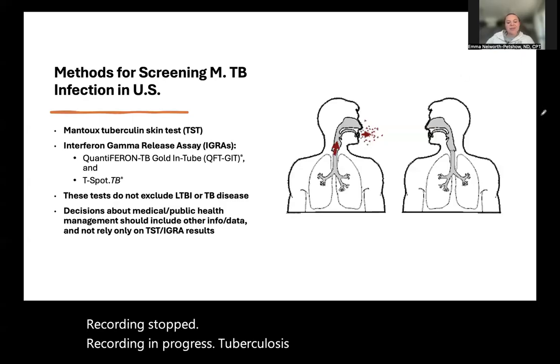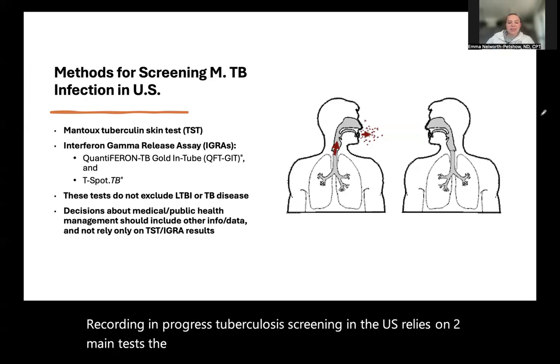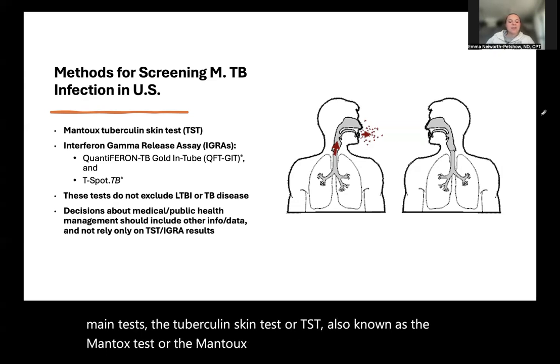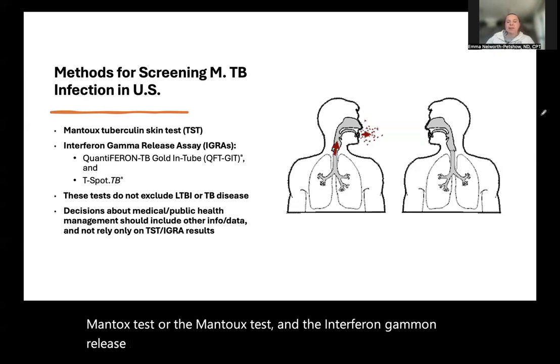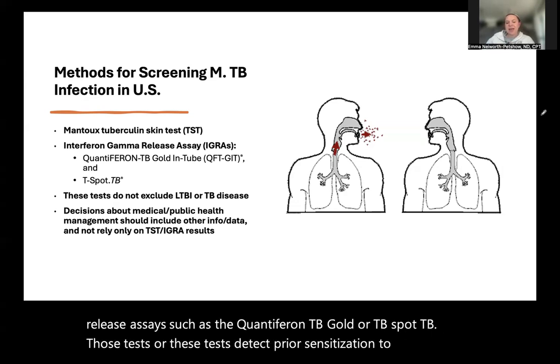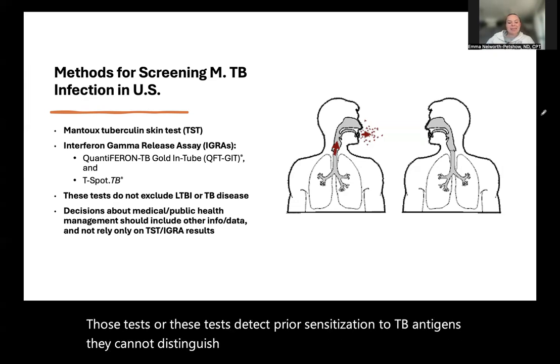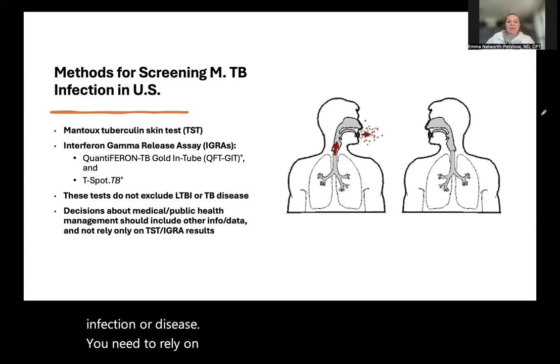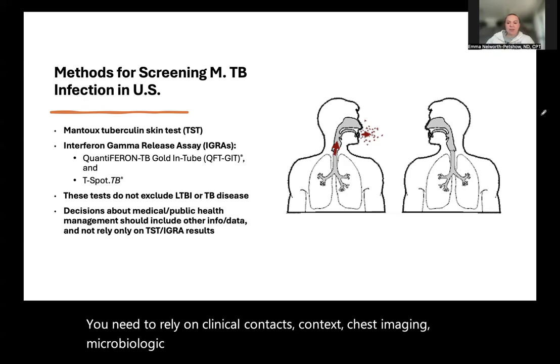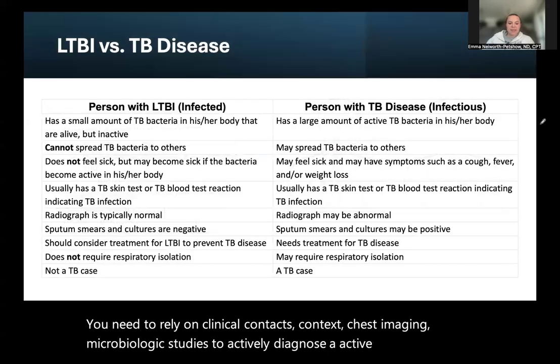Tuberculosis screening in the US relies on two main tests: the tuberculin skin test, or TST, also known as the Mantoux test, and the interferon gamma release assays, such as the QuantiFERON TB Gold or T-SPOT.TB. These tests detect prior sensitization to TB antigens. They cannot distinguish, though, between a latent or active infection or disease. You need to rely on clinical context, chest imaging, and microbiologic studies to diagnose an active infection versus latent.